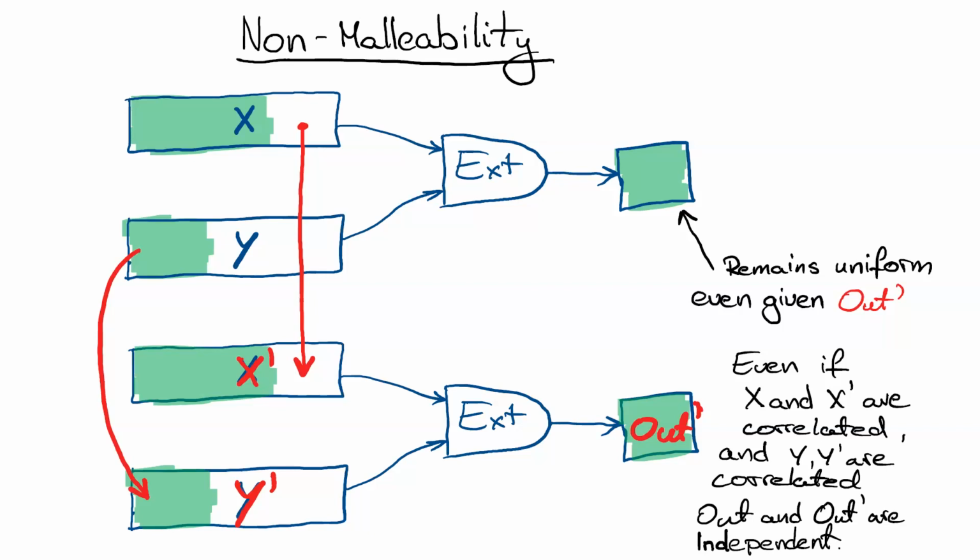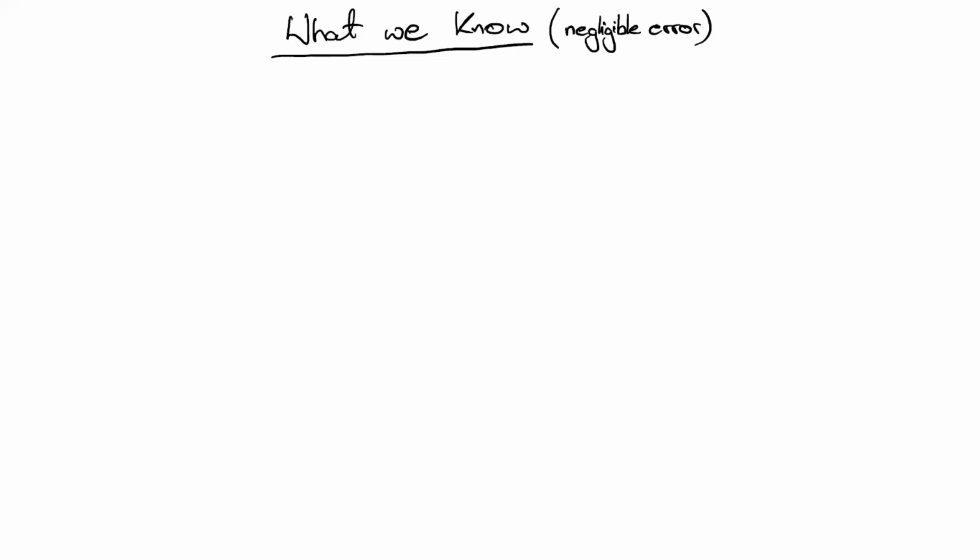Obviously, this can only happen if either x prime is different than x or y prime is different than y, because if those are identical, then the output will be identical. So non-malleable extractors, as long as they see something different, the output is guaranteed to be independent. So they break any kind of correlations. Okay, what do we know in case of a negligible error? So the extractors that are used in crypto.